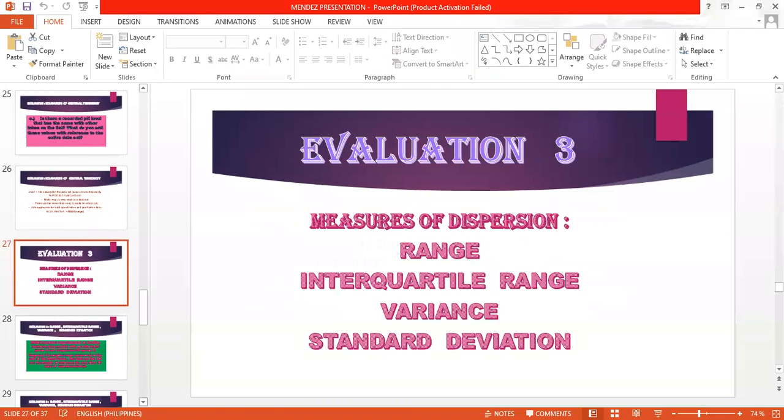Evaluation 3 is about measures of dispersion or variability. It is a quantity that describes the spread or variability of the observations in a given dataset. A higher value indicates a greater variability of a dataset. Some common measures of dispersion include range, interquartile range, variance, and standard deviation. And in this evaluation, we will learn how to solve them by using MS Excel.